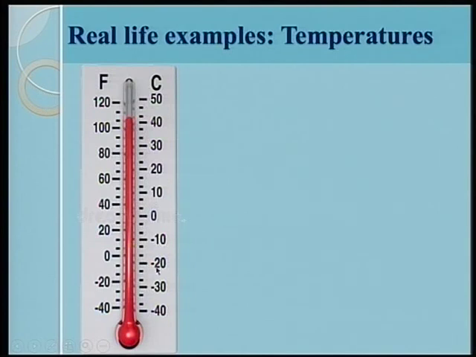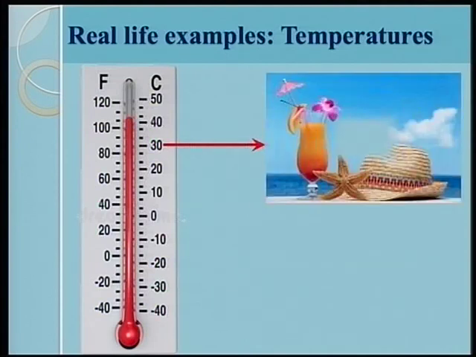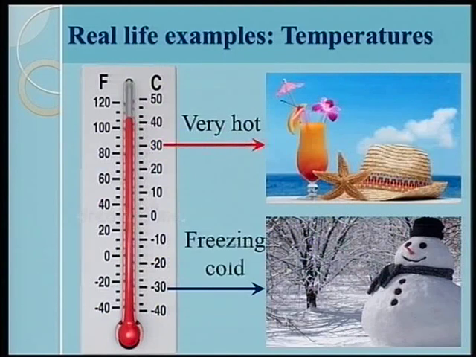representing negative temperature. What is the difference between a temperature of 30 degrees Celsius and a temperature of negative 30 degrees Celsius? Well, let's see together. A 30 degrees Celsius will represent a very hot temperature, whereas a negative 30 degrees Celsius temperature would indicate a freezing cold temperature.